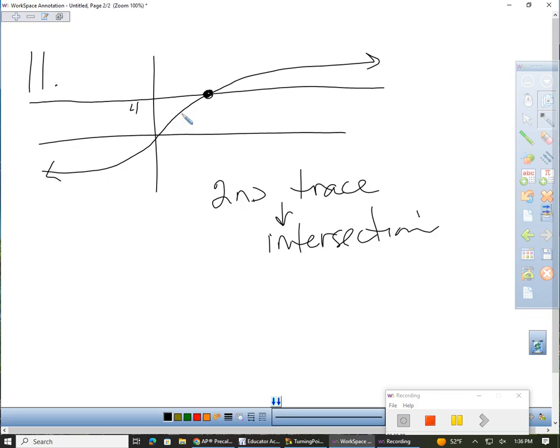So this answer is B. So the spot right here was at 2.029, or round up to 3. It is B.